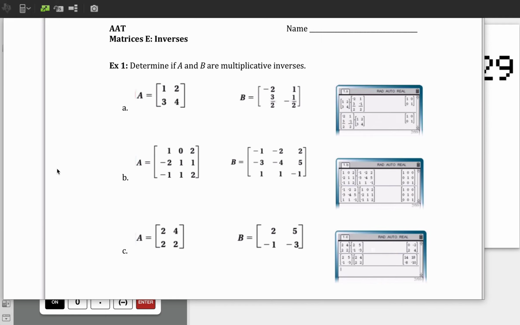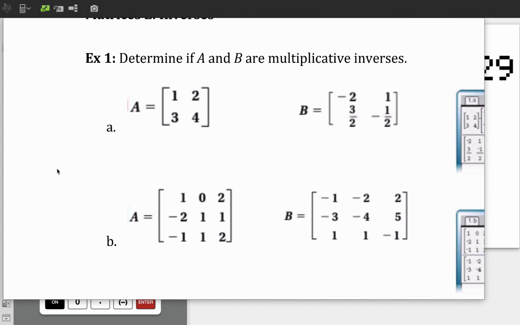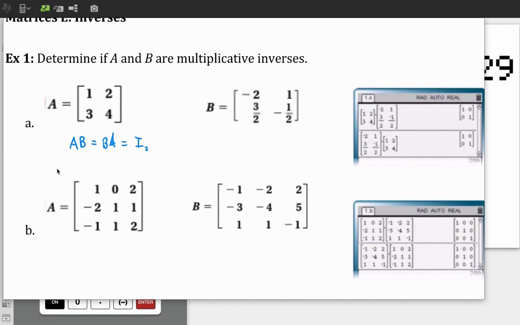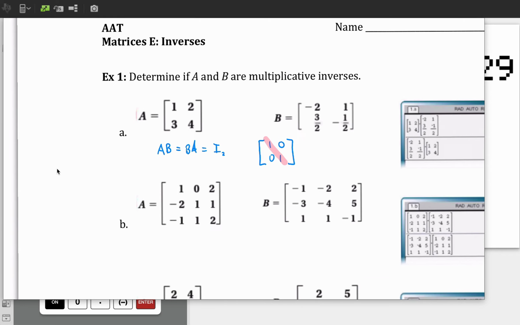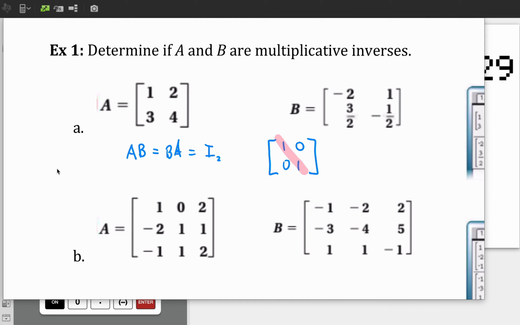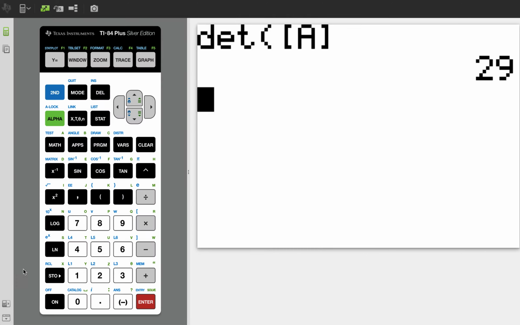In order for this to be multiplicative inverse, then A times B has to equal B times A, and both of those are going to give me I, and this is I sub 2. So when we multiply things out, we have to get this matrix, because my main diagonal is all 1s, everything else is 0. All right, so I'm going to turn to my wonderful calculator here and show the work in that.